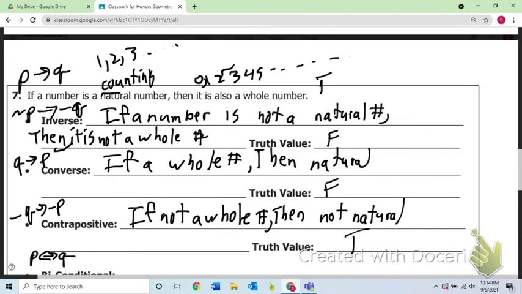whole number. And that would be false, because when we're looking at the truth value of a biconditional, we need both the conditional, if it's a natural number, then it's a whole number, true. And the converse, if it's a whole number, then it's a natural number. Well, that's false. So because they're not both true, the biconditional is false.